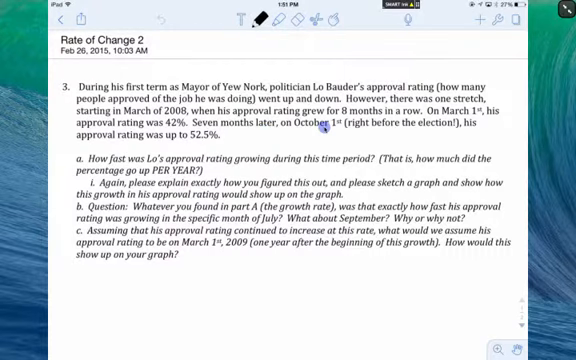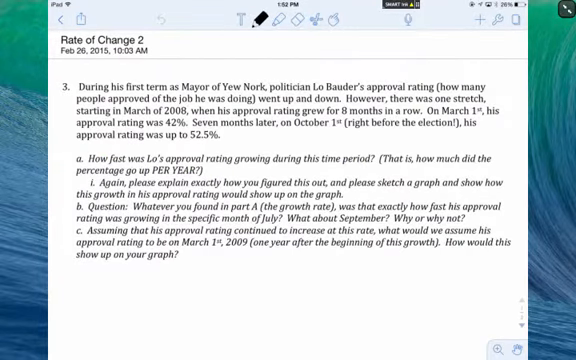7 months later, on October 1st, which is about a month before election time, his approval rating had gone up to 52.5%. And the first question we want to ask is, how fast was Low Botter's approval rating growing during that time period? We know it was going up, right? It went from 42% to 52.5%. But when we're talking about these kind of rate of change problems, we really want to know, for instance, in this case, how much did his percentage go up per 1 year?